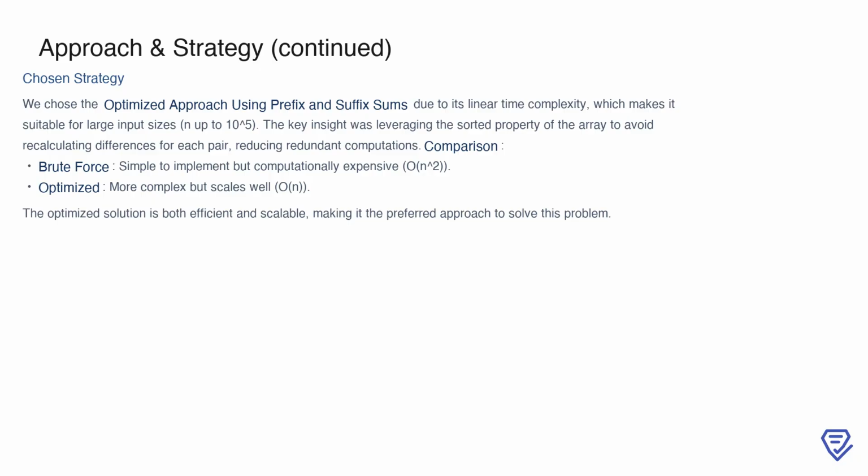While the brute force method is easier to implement, its O(n²) complexity is prohibitively slow for large arrays. In contrast, the optimized approach, though slightly more complex, is significantly faster and scales well due to its O(n) complexity. By balancing time efficiency and additional space usage, this approach is the most practical and effective solution to the problem.